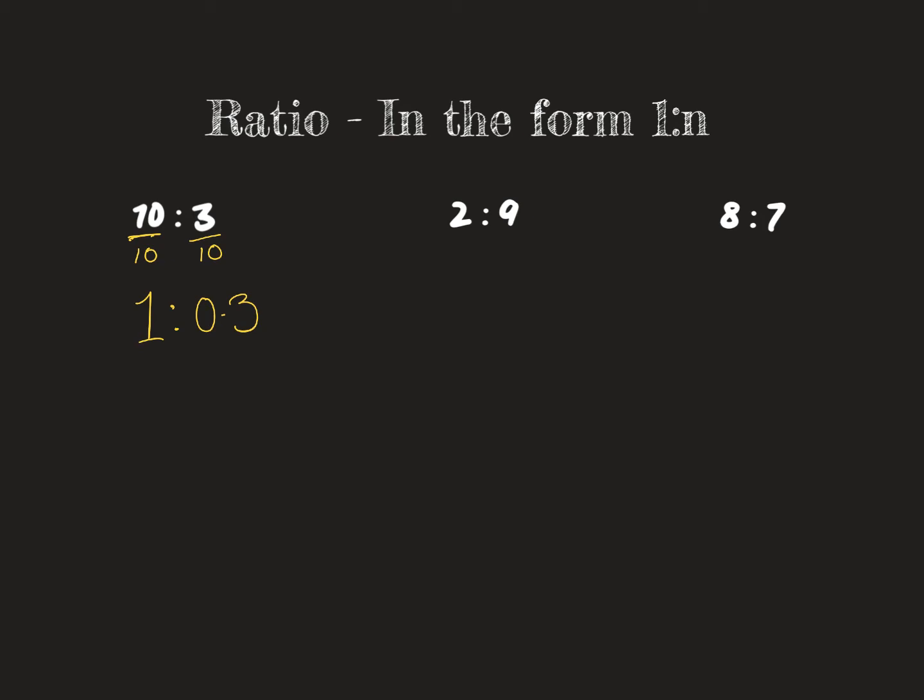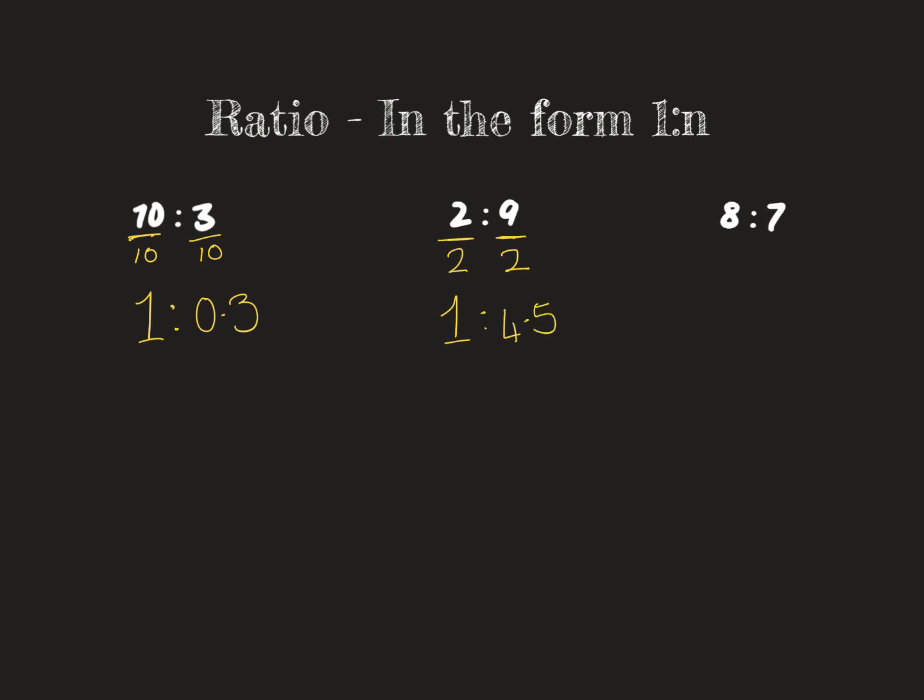So if we take a look at our second example. To get this to start with a 1, we're going to need to divide by 2. 2 divided by 2 gives us 1. And then we need to also divide this other part by 2, because what you do to one side of a ratio, you must do to the other. So 9 divided by 2 is 4.5.